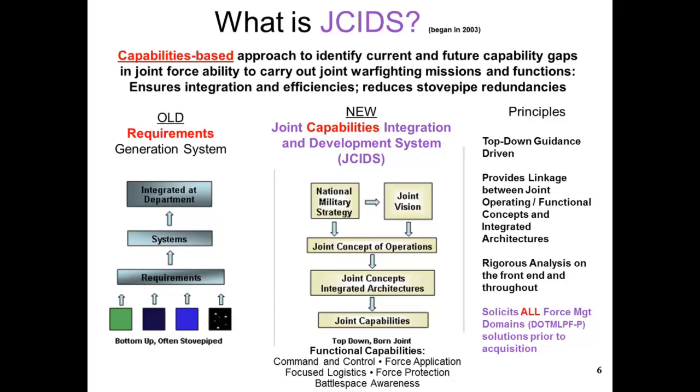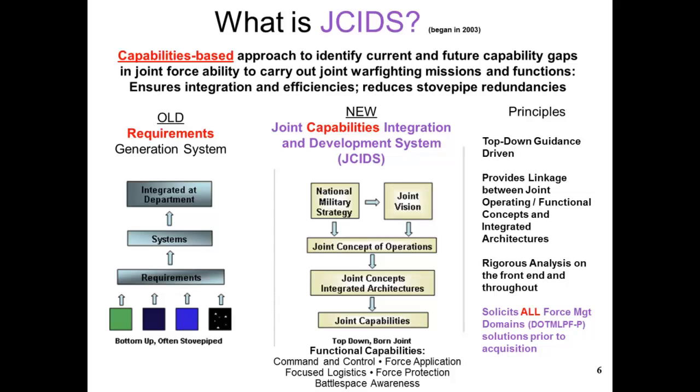All services use JCIDS. So the Army, Navy, and the Air Force use JCIDS. There used to be an old system, as you can see there on the left, which was very bottom up, often stovepiped, so it didn't really get the full integration that it needed. Then we have the new Joint Capabilities Integration Development System, the JCIDS, which really does ensure that everybody gets a look, everybody gets a vote, to make sure that we're not developing a system that works for one branch but not all the others. So that's really the beauty of JCIDS.